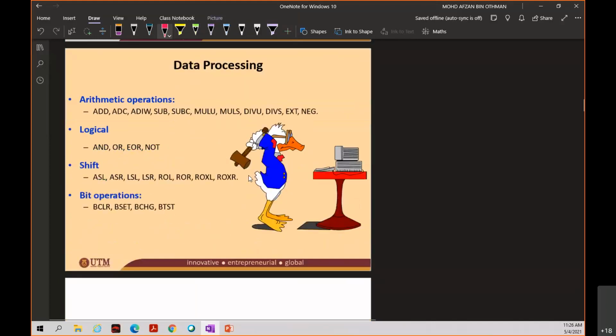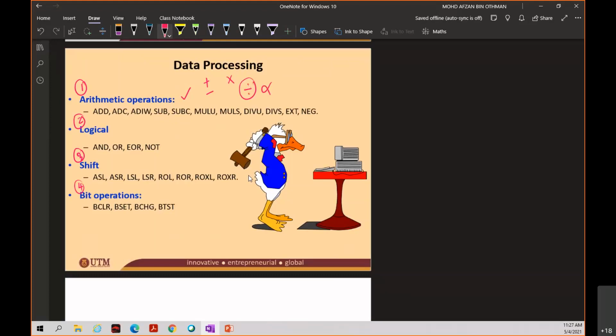For the data processing, there are 4 data processes here. One we call arithmetic operation, and then we have logical function, data shifting, and bit operation. This arithmetic operation involves arithmetics such as addition, subtraction, multiplication, division. We don't have the instruction for the division.